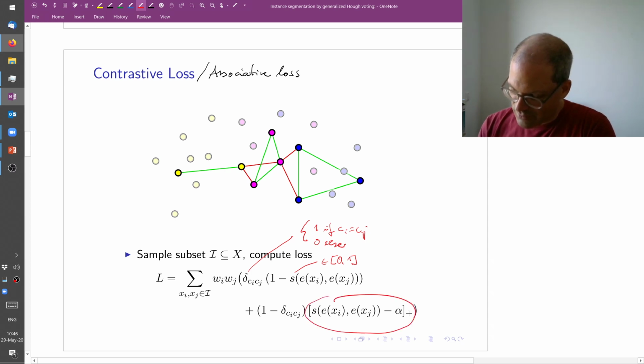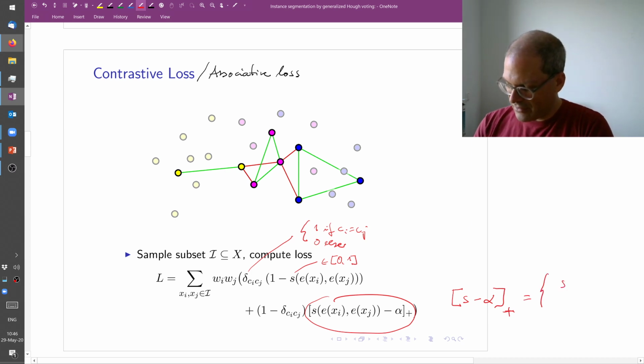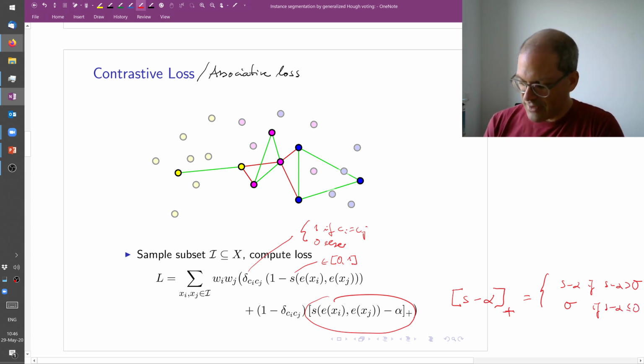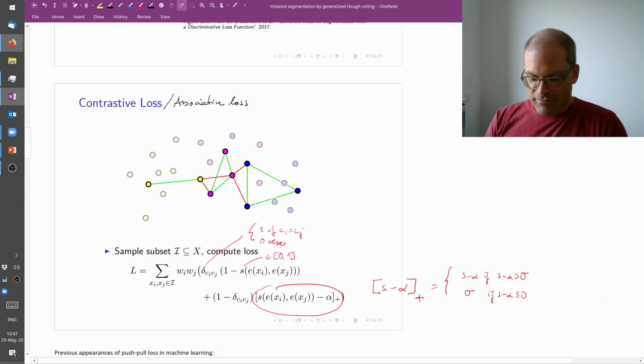So you see what we have here is the similarity minus some constant alpha, and then the plus here says that we rectify. So this is s minus alpha if s minus alpha is larger than 0, and it is 0 if s minus alpha is less than 0. Okay, so we retain only the positive part of this expression here. Good. This is the associative loss.